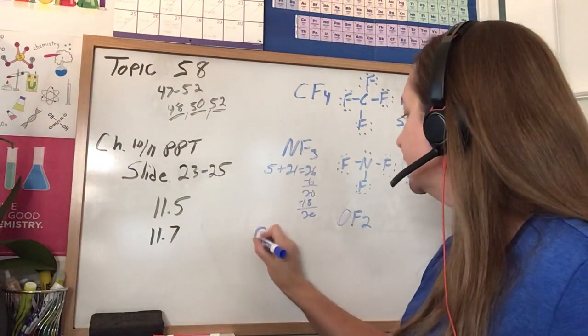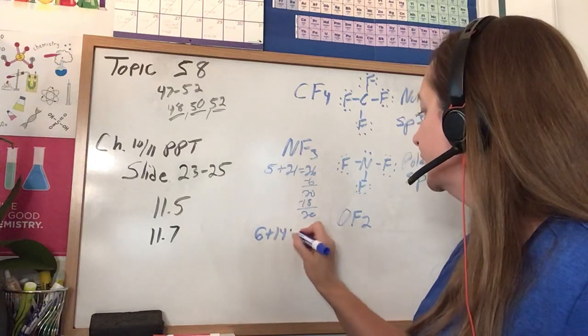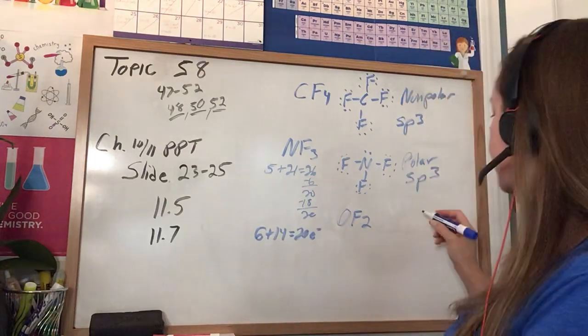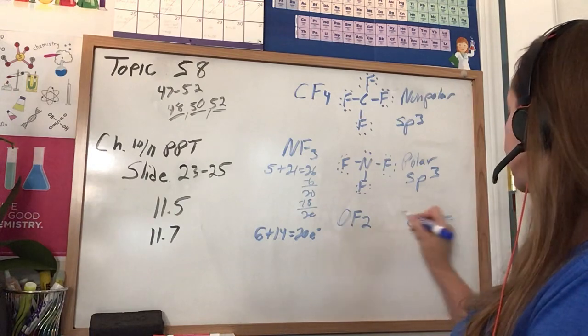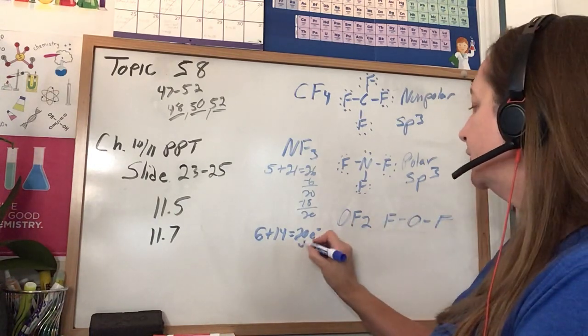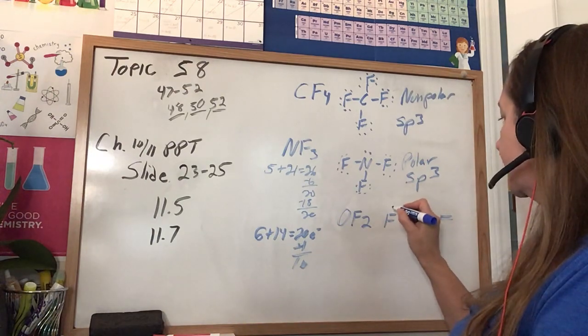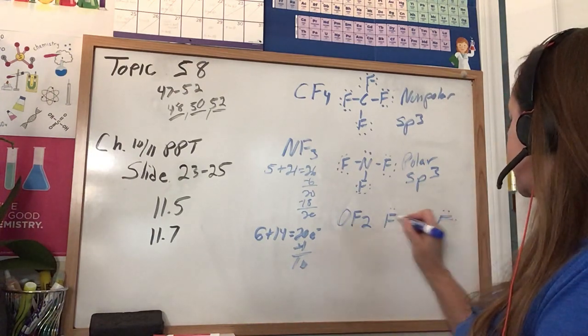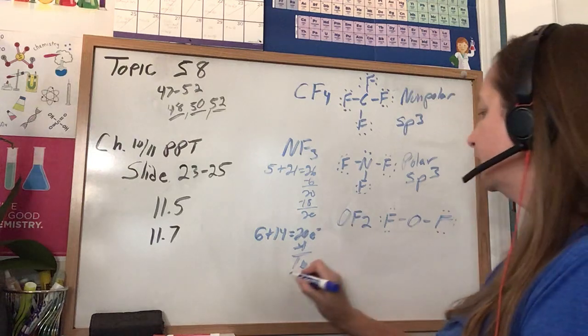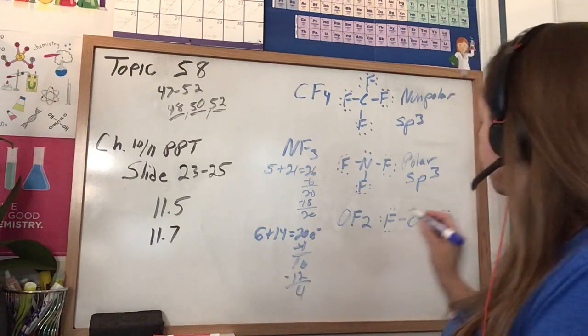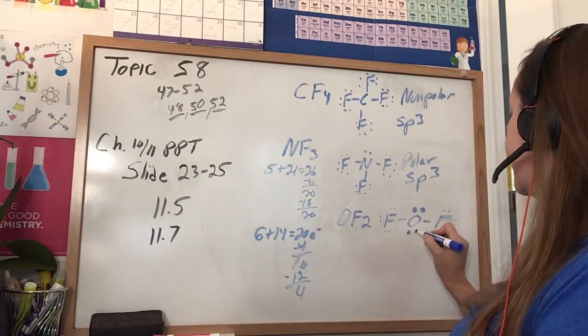Oxygen's going to give us 6, the 2 fluorines are going to give us 14. That's going to give us 20 electrons. The oxygen goes in the middle, the fluorines go on the side. We use up 4 electrons, so we've got 16 left. I would start putting them around the fluorines: 2, 4, 6, 8, 10, 12. When I use up 12, I've got 4 left that go on the central atom.